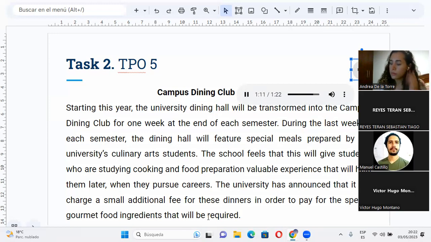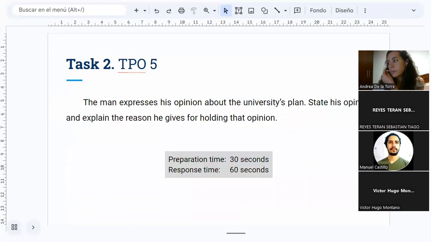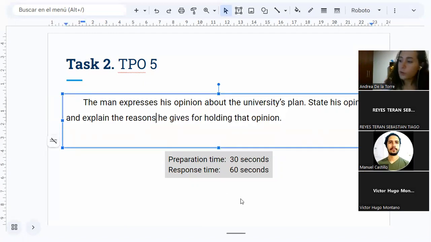The man expresses his opinion about the university's plan. Okay, sorry. The question says, the man expresses his opinion about the university's plan. State his opinion and explain the reasons he gives for holding that opinion. Okay? You will now have 30 seconds to prepare your responses.